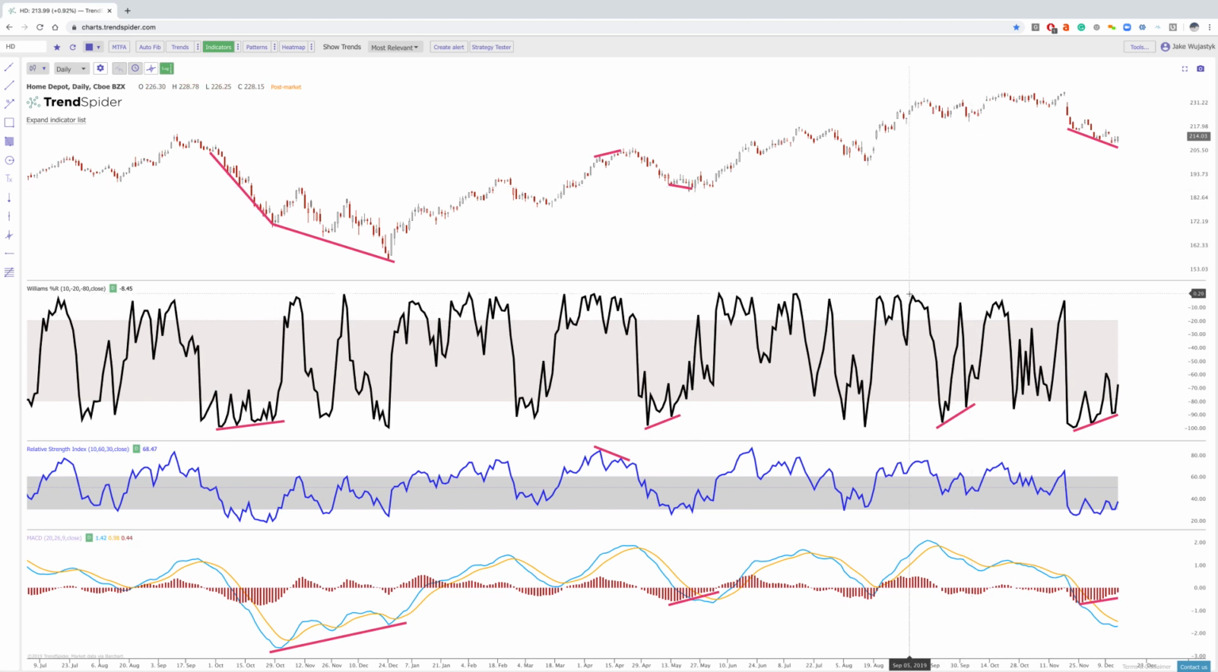So that is how you can use divergence with the histogram on the MACD, or you can use divergence in this case with the actual fast and the slow, where you can see that over time, from around October 30th, 2018 to December of 2018, when we really started to move down hard in the markets, the MACD, the fast versus the slow, actually started to create higher lows here.